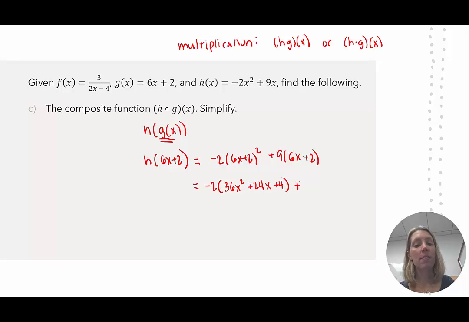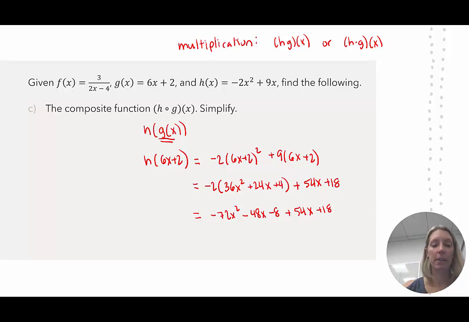I can distribute the 9 in the other term, right, because it has no effect on this term with the exponent. 9 times 6x is 54x, and 9 times 2 is 18. All right, to get rid of the parentheses once and for all, I'm going to distribute the negative 2. I'm going to get a negative 72x squared minus 48x minus 8. And now, final step, we're going to look for the like terms.